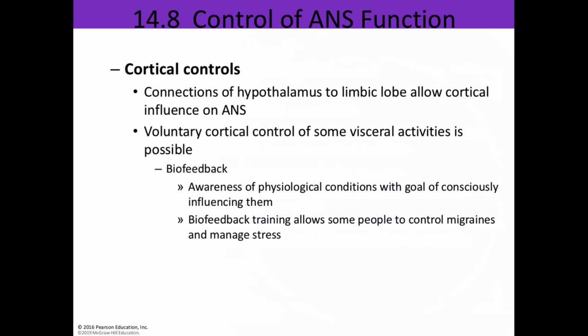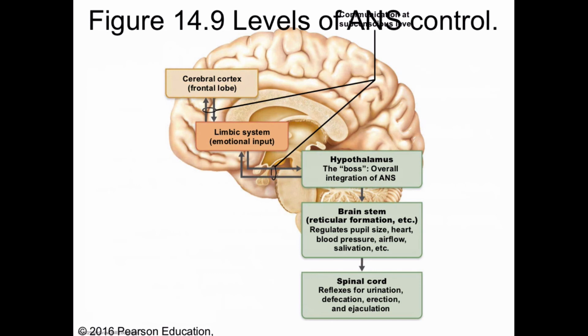The cortical controls, class, here, the voluntary cortical control of some visceral activities. So awareness, class, of our physiological conditions allows us to consciously influence them. So biofeedback training allows some people to control, class, migraines and even manage stress. I won't get into either of those now. So there it is, class. This is what we just went through with those levels of autonomic nervous system control by way of our brain.